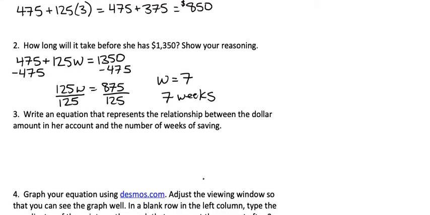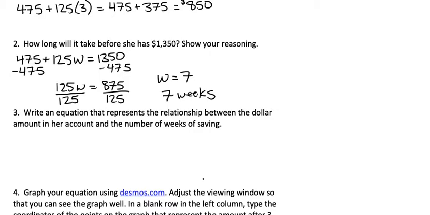Question 3 says to write an equation that represents the relationship between the dollar amount in her account and the number of weeks of saving. So I'm always starting with $475 in the account, and the number of weeks, I'm going to set that again to be w. So I multiply the number of weeks by 125 to get the amount that she puts in after she's put in the initial amount. And then I add that to the initial amount of 475. And when I add those two things together, that gives me the total amount in the account, which I'm going to set the letter A to equal the total amount in the account. So that's going to be my equation.